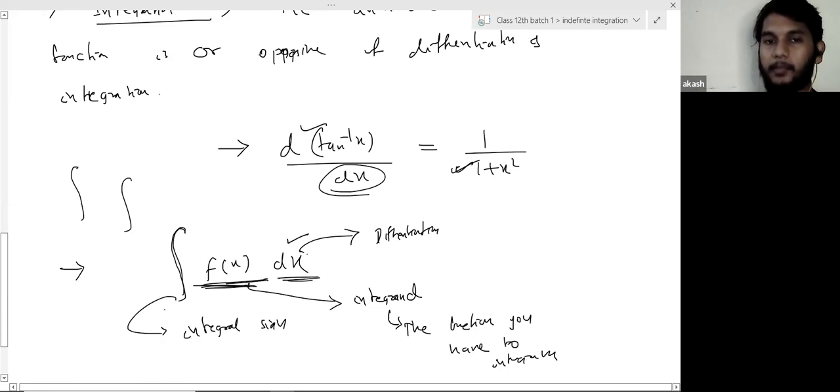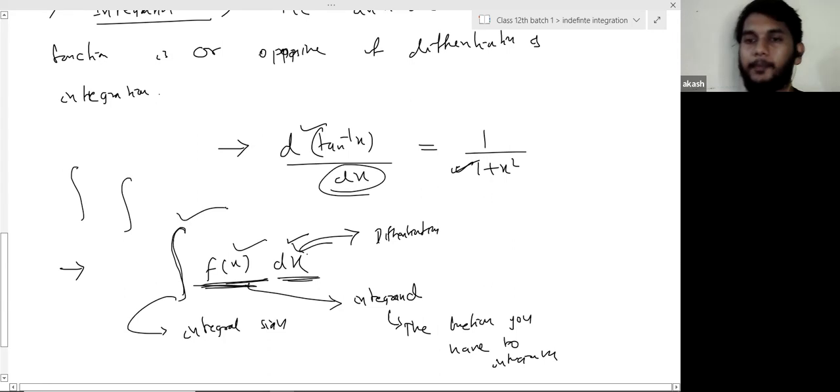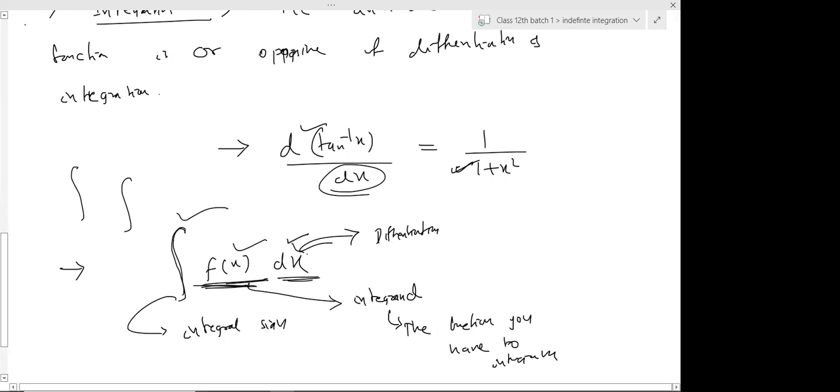All right, this symbol is clear, how to write these things. Function dx, and then this is the integral symbol, integral sign. This thing is clear, everyone? Yes, sir. Please note these things down.